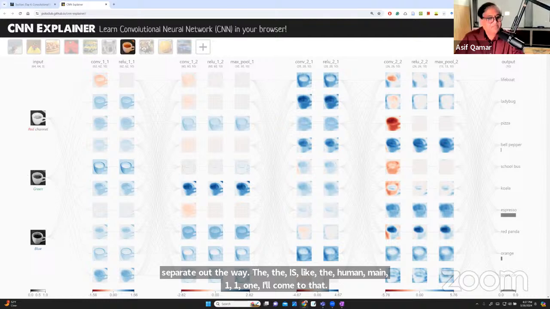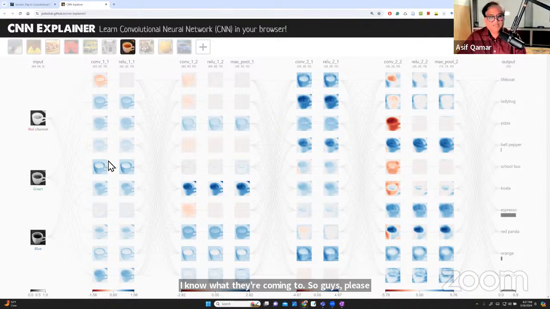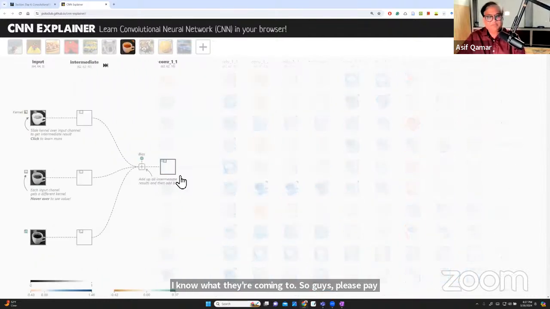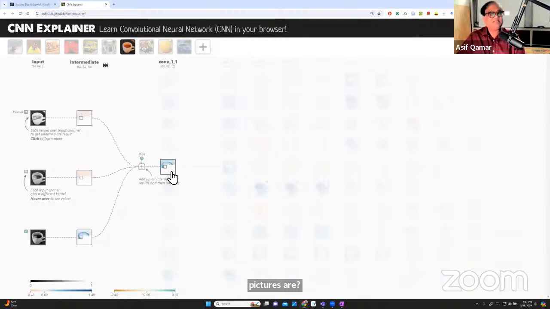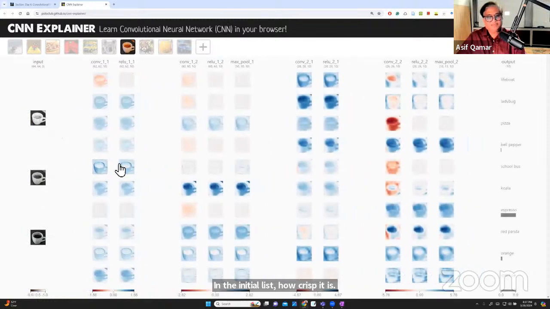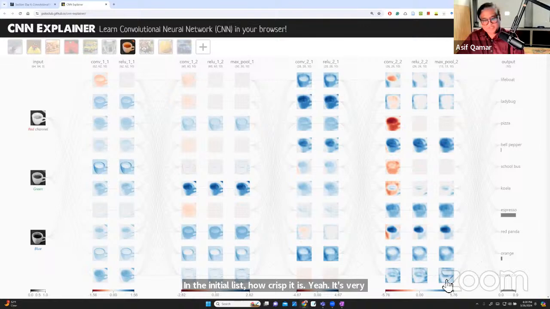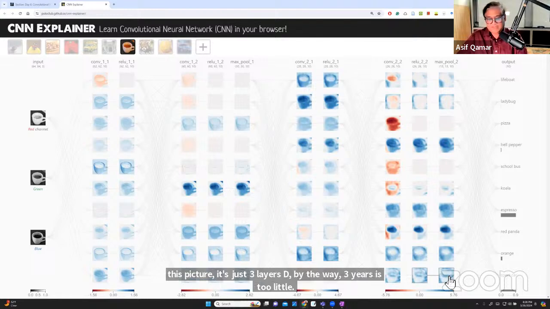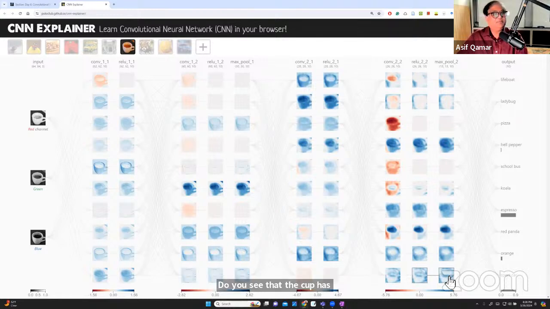So, guys, please pay attention to this fact. Do you see how crisp these pictures are in the initial layers? It's very crisp. What happens to pictures here? In this picture itself, just 3 layers deep. By the way, 3 layers is too little. Do you see that the cup has become a much more vague representation of a cup? In 3 layers, it has become this.